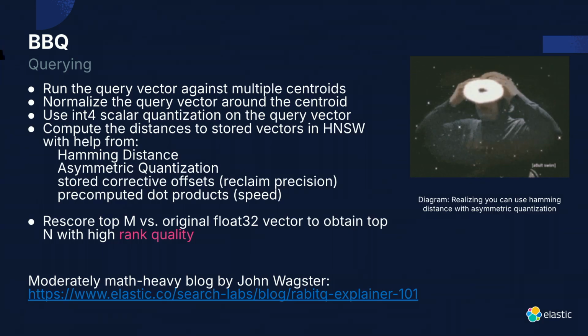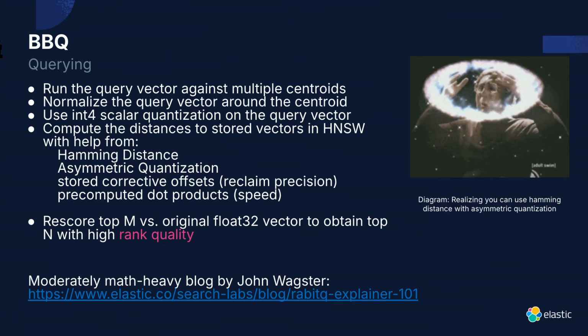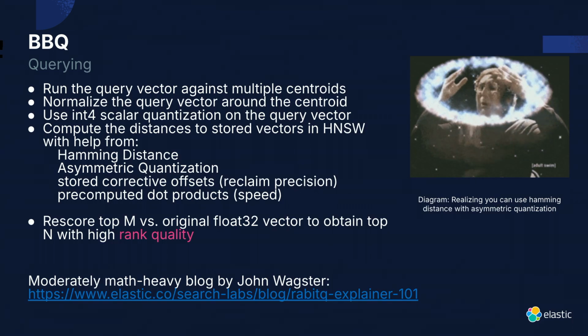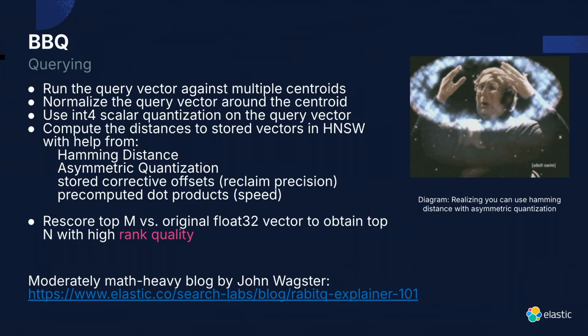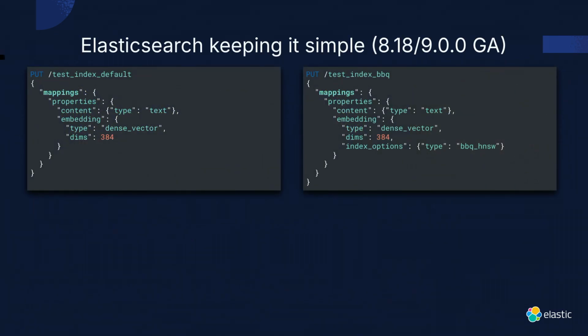Once we do this search, what we found is that to get optimal recall, we do oversampling and then we rescore with the original float32 vectors, and that actually provides pretty decent quality. I've got a link here for a blog that does a deep dive explanation with a lot of math. Elasticsearch keeps it really simple to use this. It's just a mapping in the dense vector field. So super simple to start, super easy to use. And as a bonus, in 8.18 and 9.0, which we just released, it's generally available.